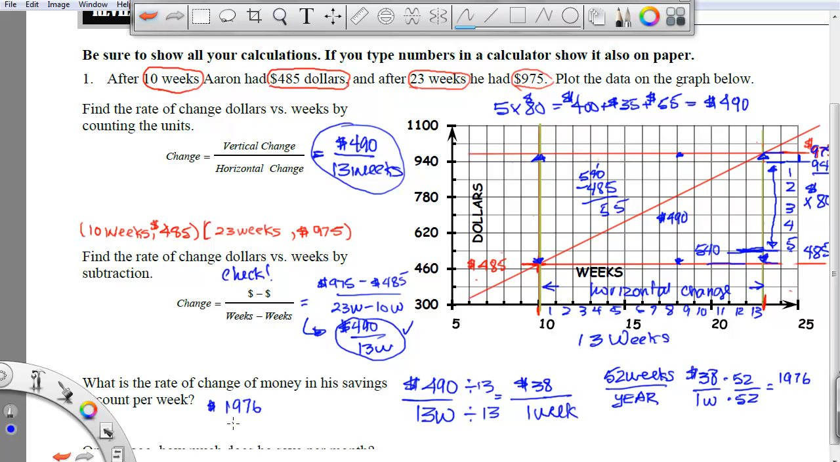Now we know what it is for a year. So how do we change a year to a month? Just divide it by 12. There's 12 months in a year, so I divide that by 12. That'll give me 1 month, and I do it to the top. It's division by 12, right? So 1976 divided by 12. He saves $165. It's really $164.67. We'll round it off to $165 per month. So that finishes question number 1.